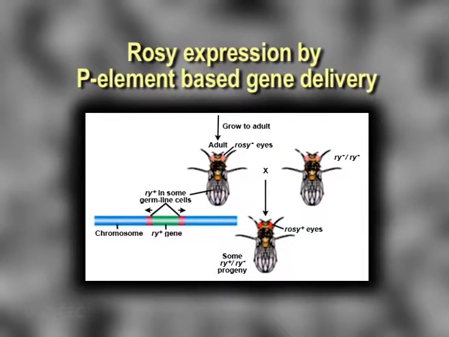In the next filial generation, when we mate them together, among the progeny we get there will be some flies where the eyes will be red, suggesting that we have used P elements as a vehicle to move the rosy gene, which was not present in that genotype, into the genotype.